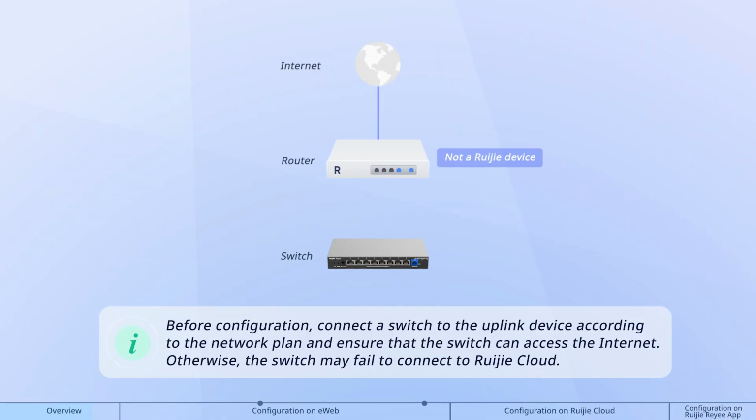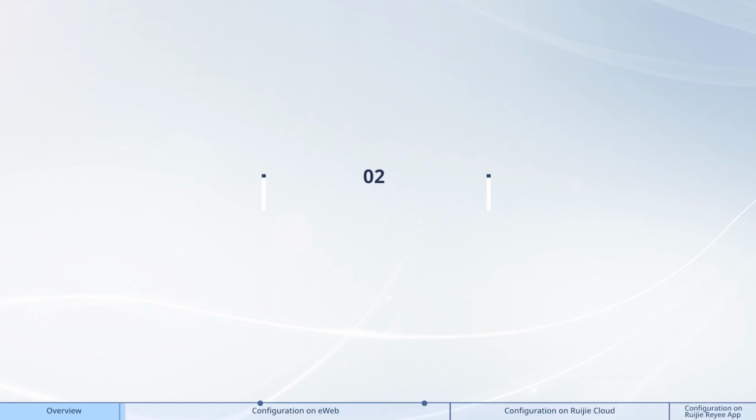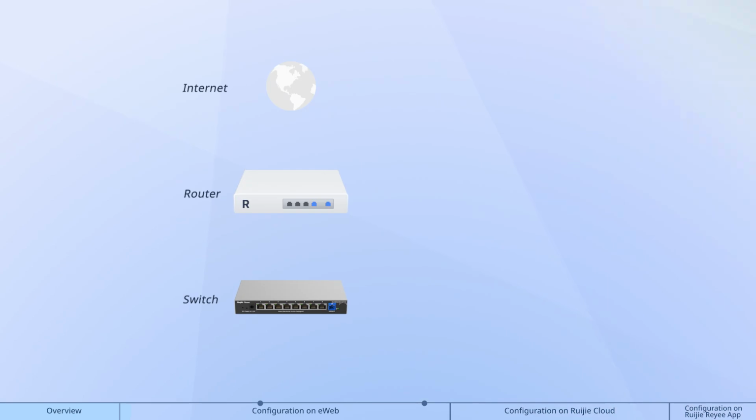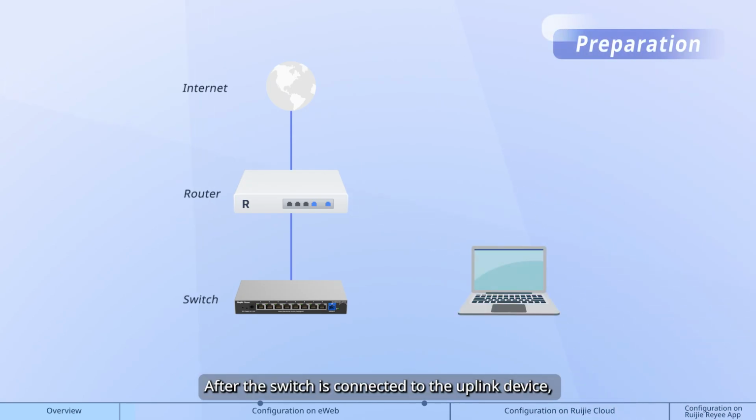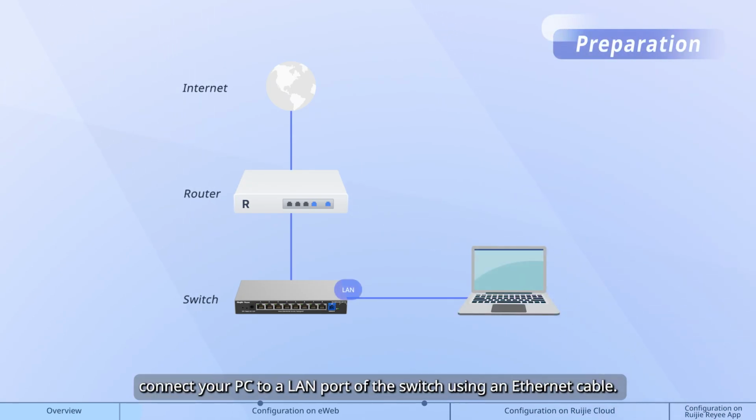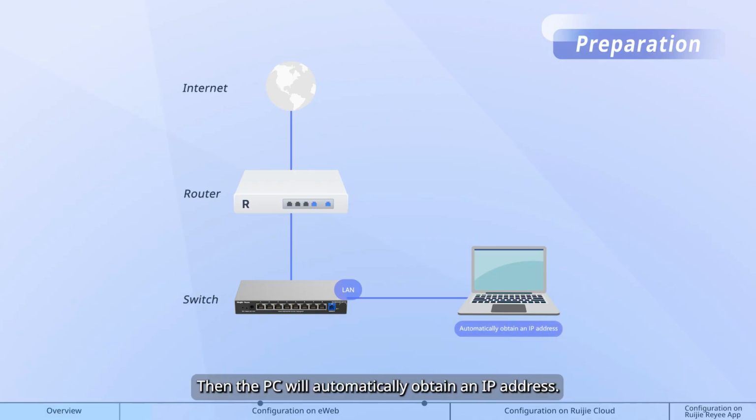Before configuration, connect a switch to the uplink device according to the network plan and ensure that the switch can access the internet. Otherwise, the switch may fail to connect to Ruijie Cloud. After the switch is connected to the uplink device, connect your PC to a LAN port of the switch using an Ethernet cable. Then the PC will automatically obtain an IP address.